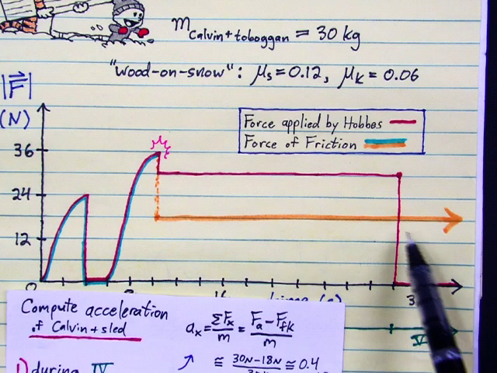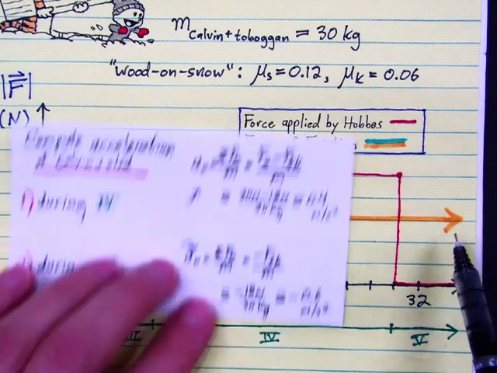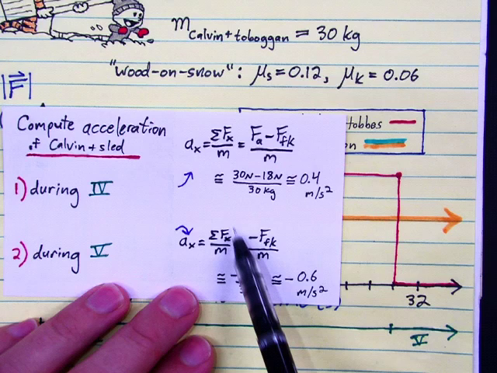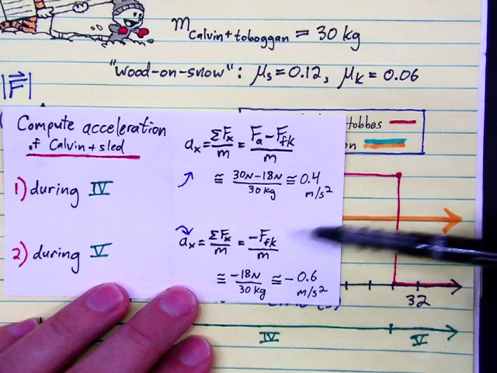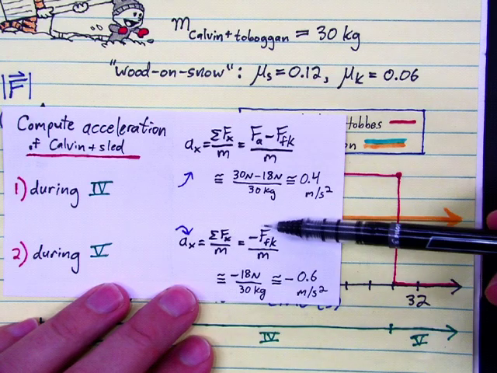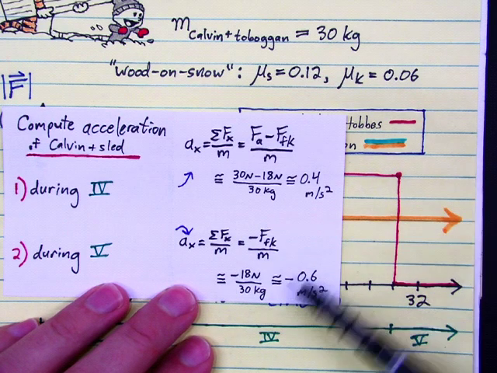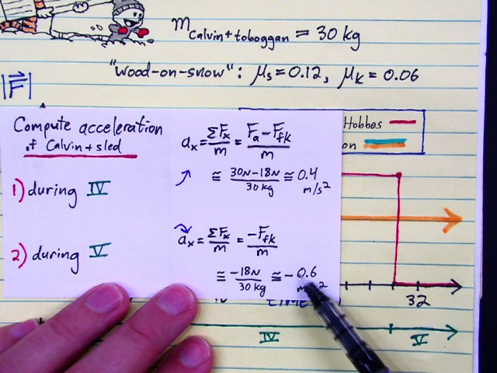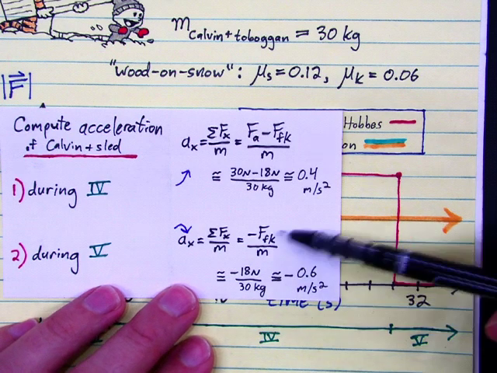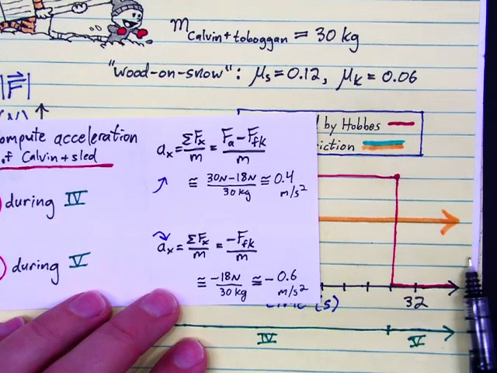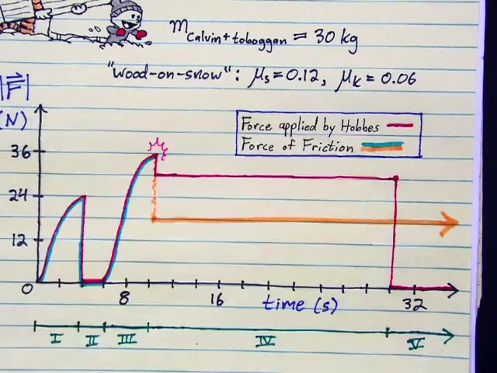Then once Hobbes drops and Calvin starts to slow down during period 5, the only force in the x direction is that force of friction in the negative x direction, slowing him down. So negative 18 newtons over the mass, so minus 0.6 meters per second squared. That's Calvin's acceleration during this time as he's slowing down.